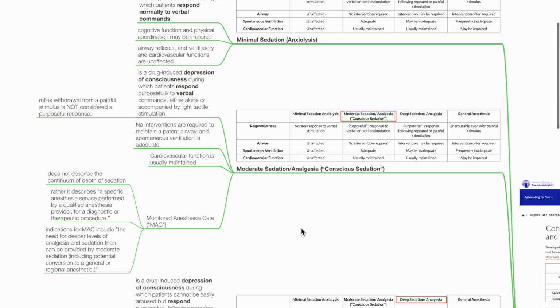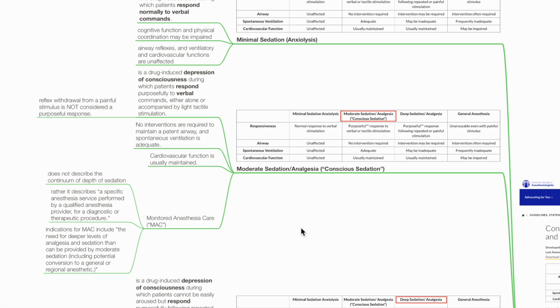Moderate sedation or conscious sedation is a drug-induced depression of consciousness during which patients respond purposefully to verbal commands, either alone or accompanied by light tactile stimulation. Reflex withdrawal from a painful stimulus is not considered a purposeful response. No interventions are required to maintain a patent airway. Spontaneous ventilation is adequate and CVS function is usually maintained.